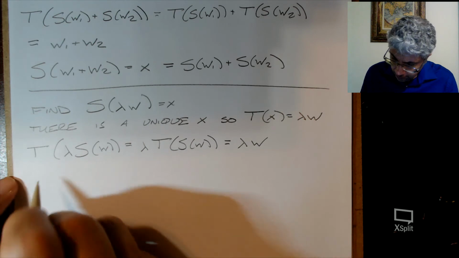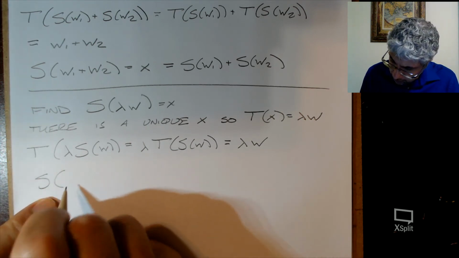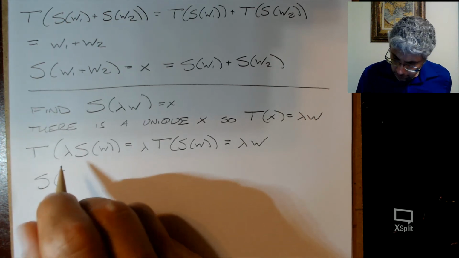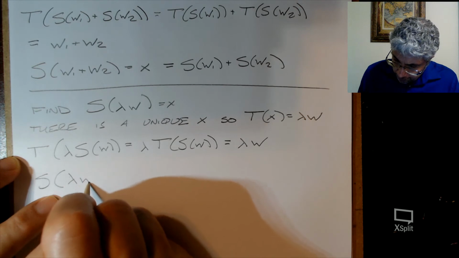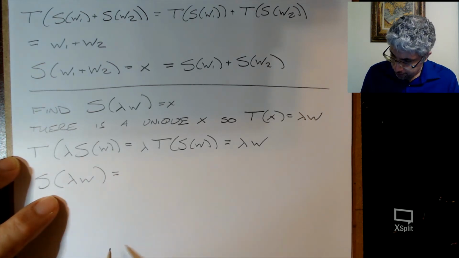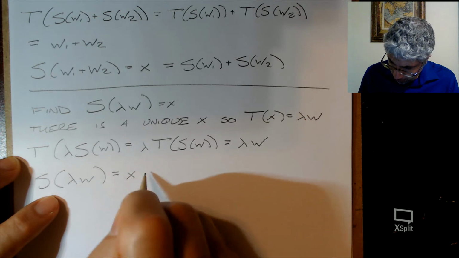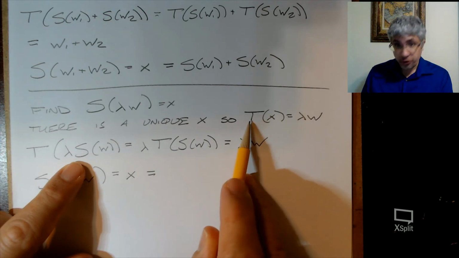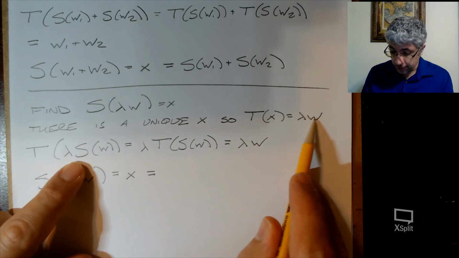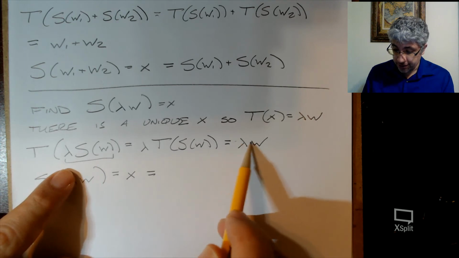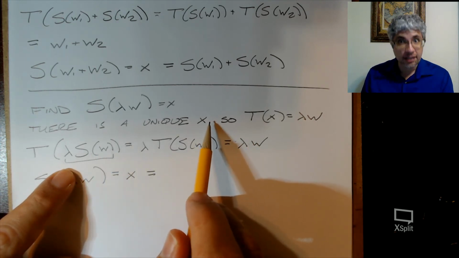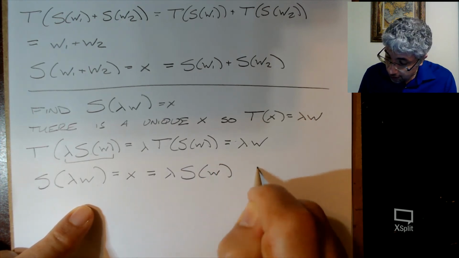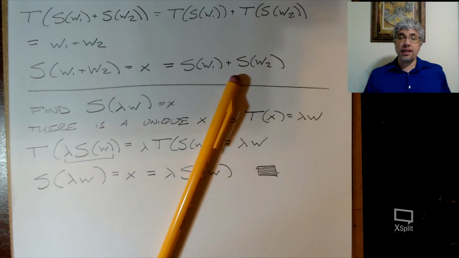So I have that S of lambda W is going to be equal to x. But I know that there is a unique x so that T of x equals lambda W. So since T of this equals lambda W, this must be equal to x. One more time, I'm using uniqueness. So this must be lambda S of W. And I am done. I have shown that S is linear as well.